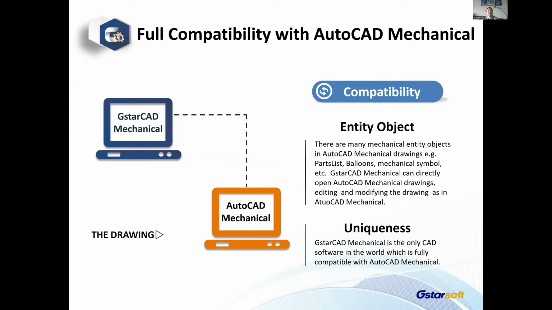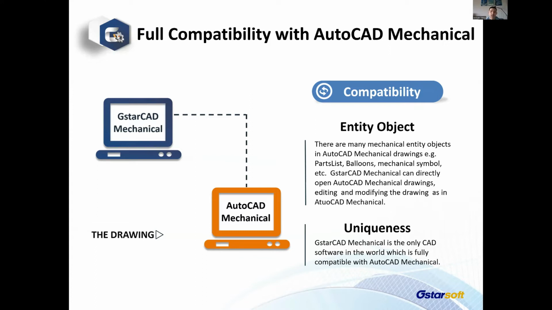The same as the GstarCAD platform version, GstarCAD Mechanical is also compatible with the AutoCAD Mechanical version. But there is a difference. For the GstarCAD platform version, we still have some competitors that can do the same thing, like IntelliCAD and BricsCAD. They are also compatible with the AutoCAD platform version. But for the mechanical version, GstarCAD Mechanical is the only CAD software in the world which is compatible with AutoCAD Mechanical. So if we consider the compatibility field, GstarCAD Mechanical has a unique advantage.